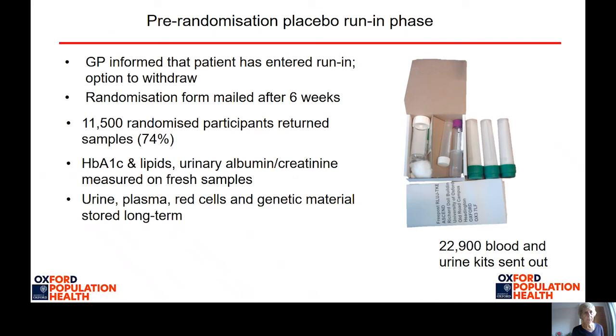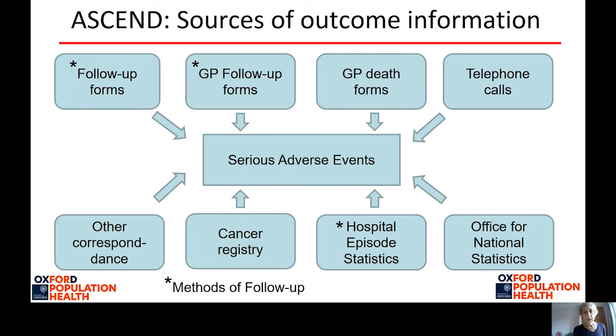So we were also using remote methods to get blood samples from about three quarters of the randomized patients, by sending a kit in the post for them to take to their GP and get a sample measured. That allowed us to characterize the patients in rather more detail than was possible just from their questionnaires.